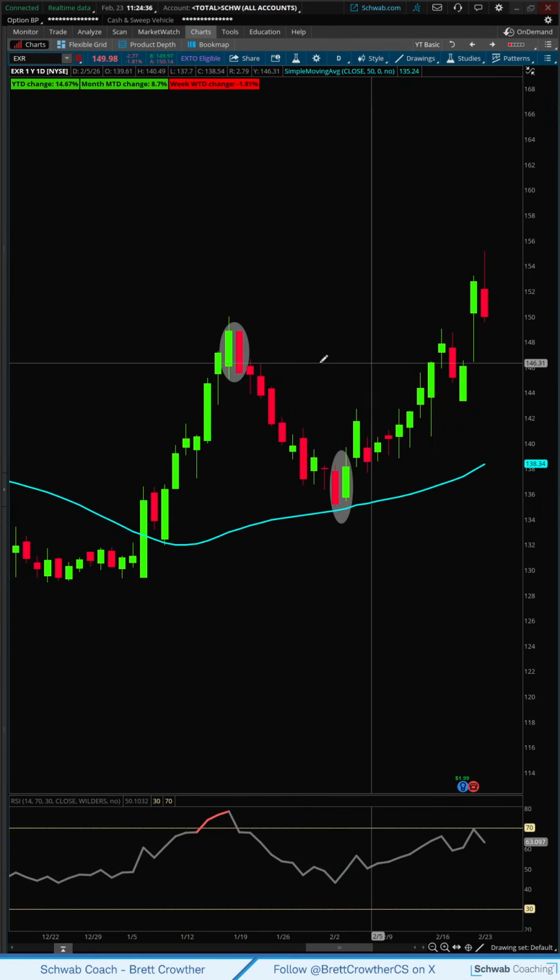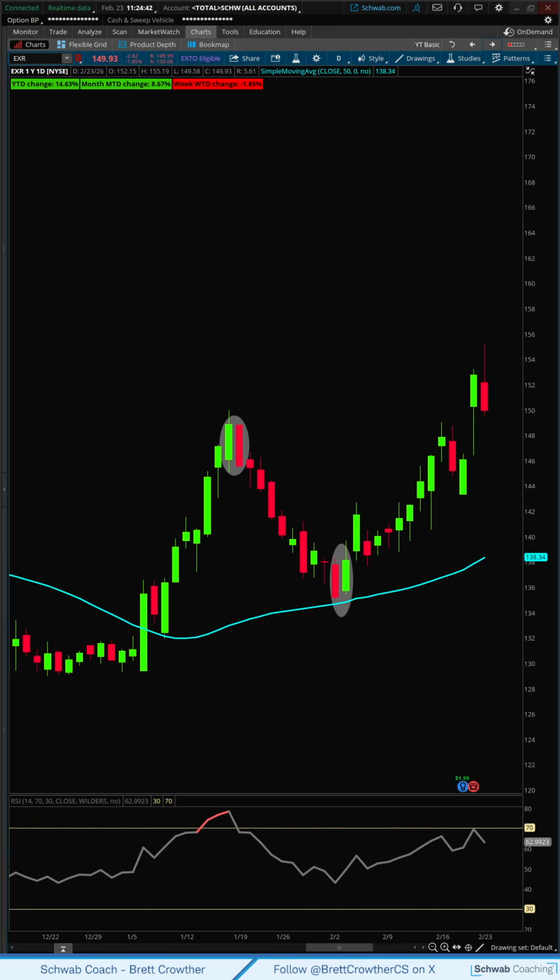So what we have here are tweezer tops and tweezer bottoms. And let me explain the nuances of this pattern. To do that, we're going to say there's a resistance area like this, and then we've got another one we'll talk about with the support area like this. All right, and that's an important concept, identifying that support and resistance first.